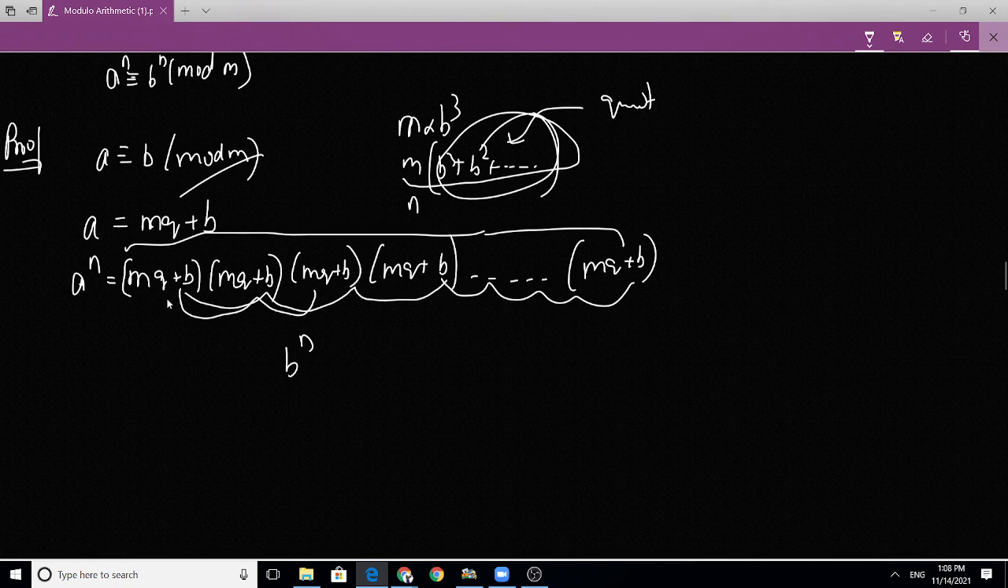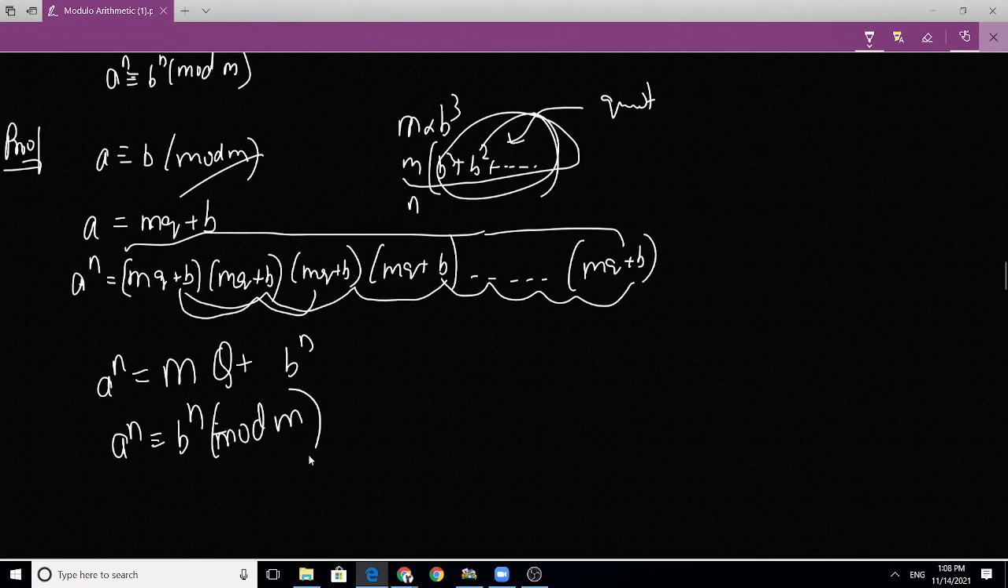So if you don't want the b in the quotient, then you can just multiply b into b into b into b, which gives b power n. So I can write a power n equals to some m into q plus b power n. So from this I can write a power n congruent to b power n mod m.